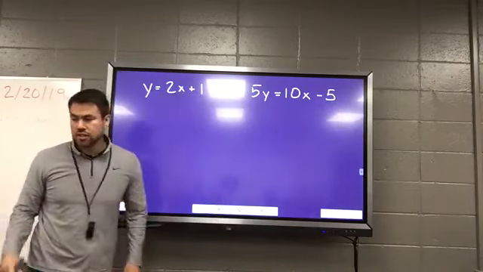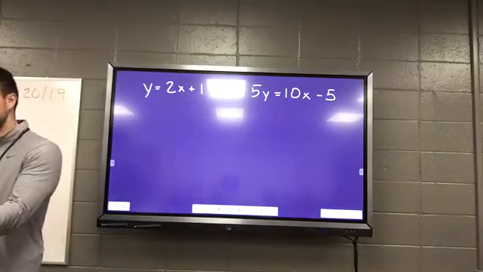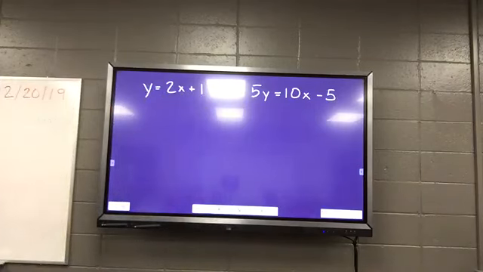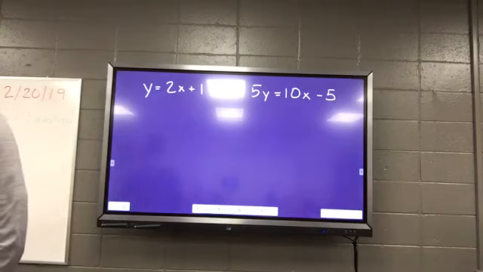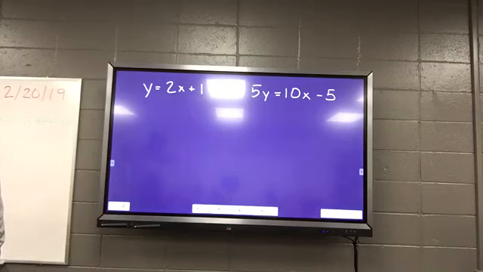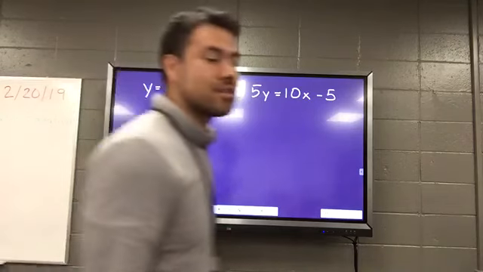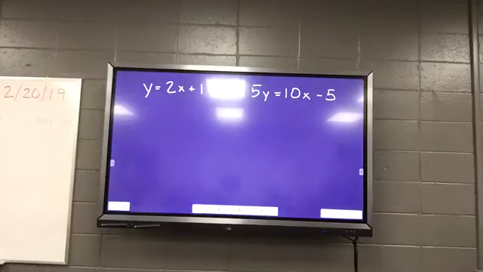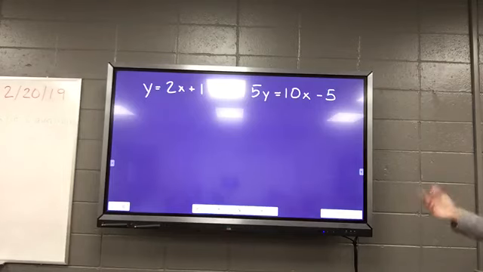Are these equations representing lines that are parallel, perpendicular, or neither? Okay, if they're parallel, they have to have the same slope. If they are perpendicular, they have to have not the same slope, but negative reciprocals of each other. But there's also another option that says neither. You know what that means? That means that they're not the same and they're not negative reciprocals. So that's a possibility.